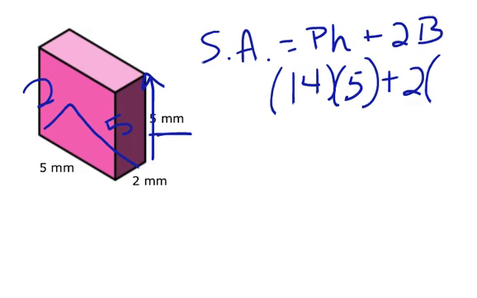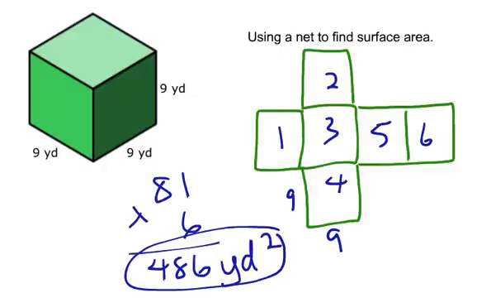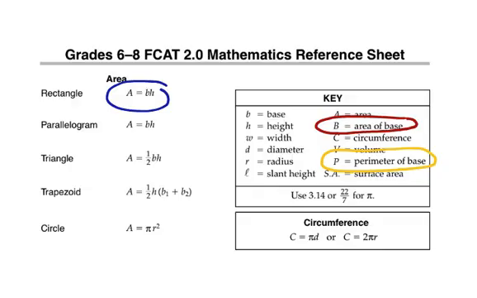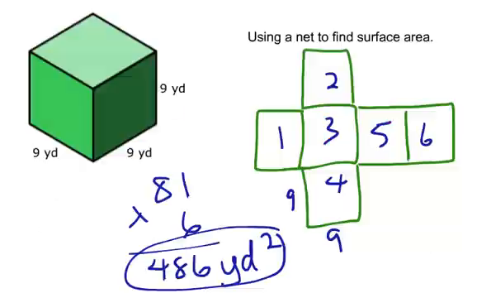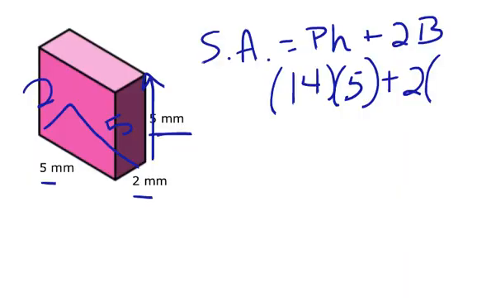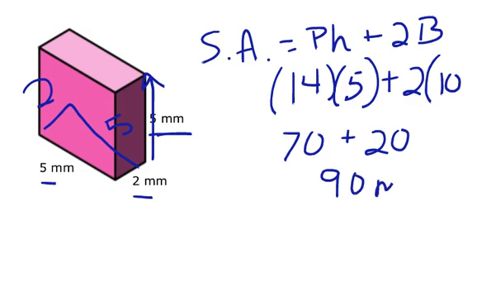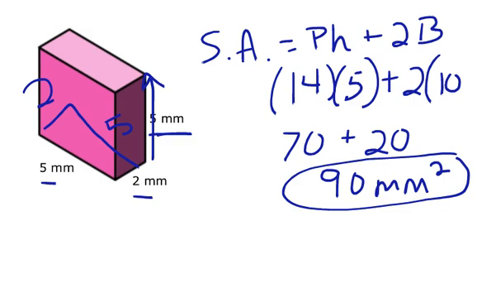And the area of the base, so the base is the rectangle, so it's 5 times 2. Because if you go back to the reference sheet for the area of a rectangle, that's base times height right here. So 5 times 2 is 10. And then all you have to do is do the math. So 14 times 5 is 70. And 2 times 10 is 20. And then you add them together and get 90, and that's millimeters squared. So make sure that you are labeling it. So let's go ahead and do the net version of this.